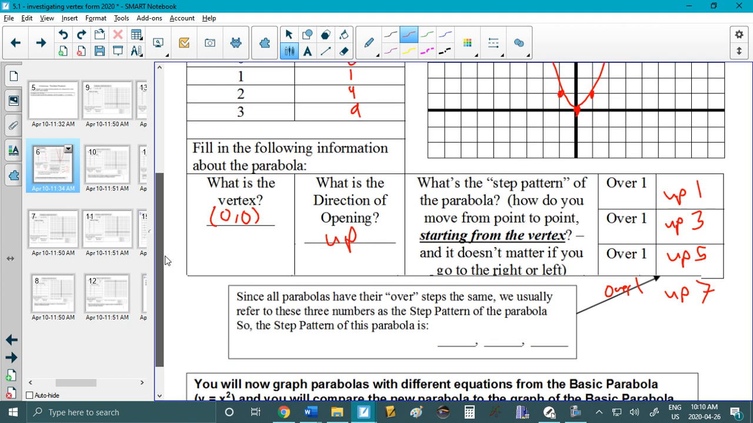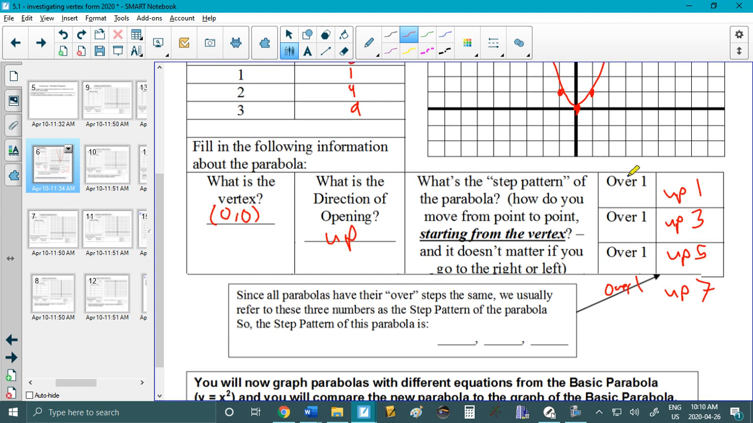So since all parabolas have their over steps the same, that's always over 1, we usually refer to these numbers, 1, 3, 5, or 1, 3, 5, 7, if you want to keep going, as the step pattern. And this is going to become really important when we start graphing these things, and it's going to make it really, really simple. So the step pattern of this basic, standard, default parabola, x squared, is 1, 3, 5.